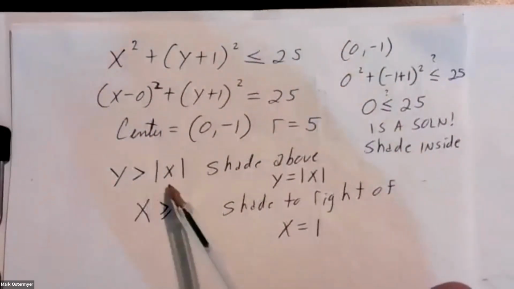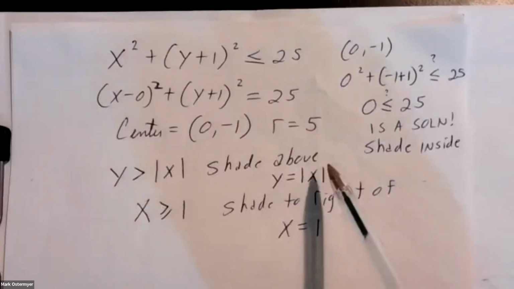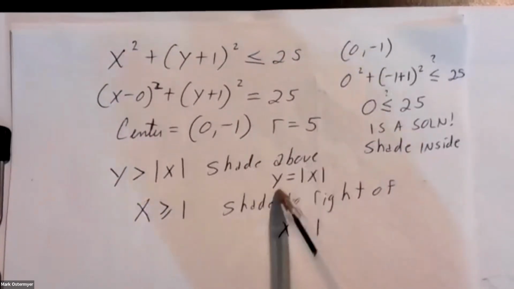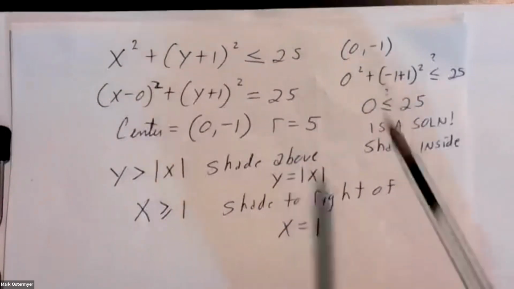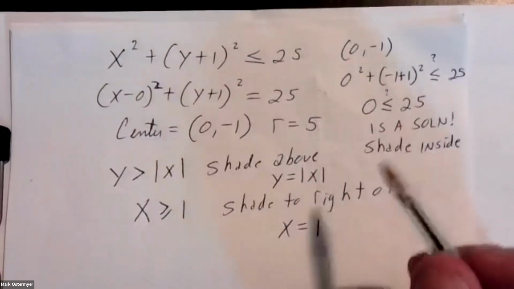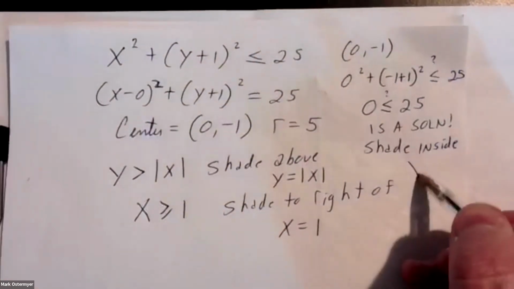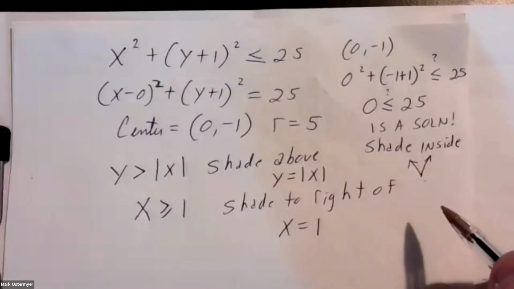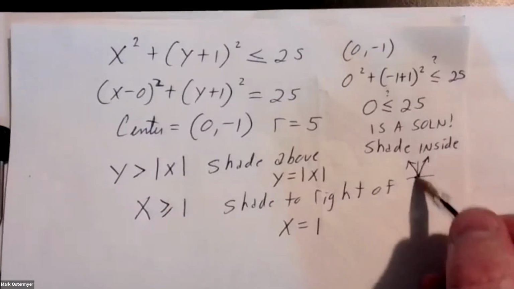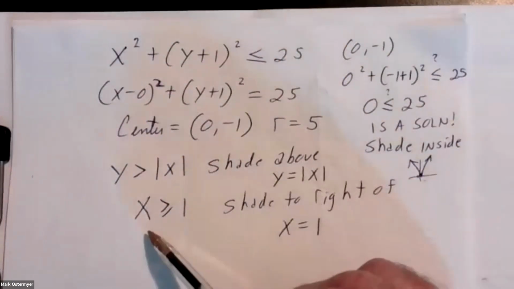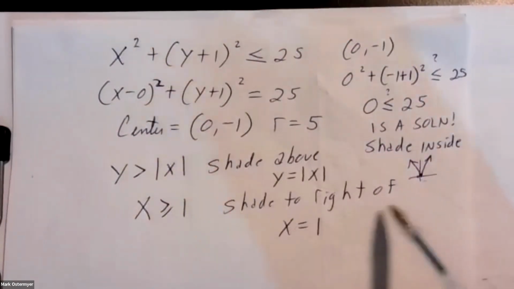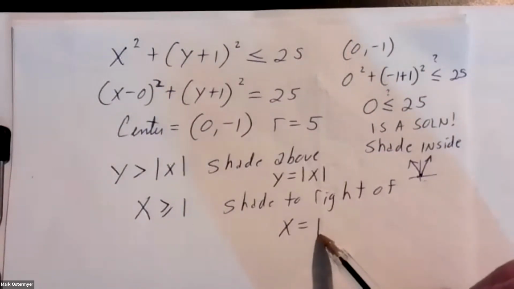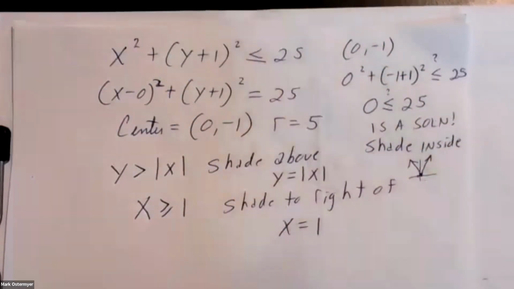As far as y greater than the absolute value of x, we're going to shade above y equals the absolute value of x. Of course, y equals absolute value of x is a V-shaped graph opening upwards, where the vertex is at the origin. And then x greater than or equal to 1, we shade to the right of x equals 1, which is a vertical solid line going through the x-axis at 1.